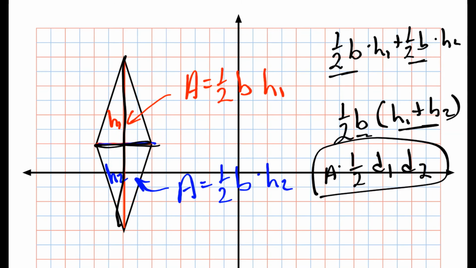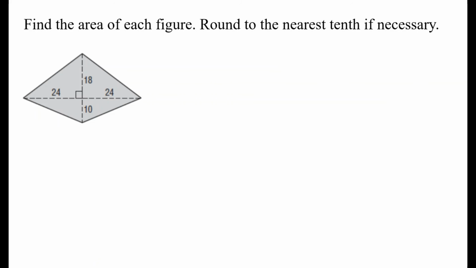And that's where our formula comes in. 1/2 diagonal 1 times diagonal 2. Every single kite, square, or rhombus can use this formula to find the area. So here's an example of a kite. We want to find the area of this kite. Our formula is 1/2 diagonal 1 times diagonal 2.